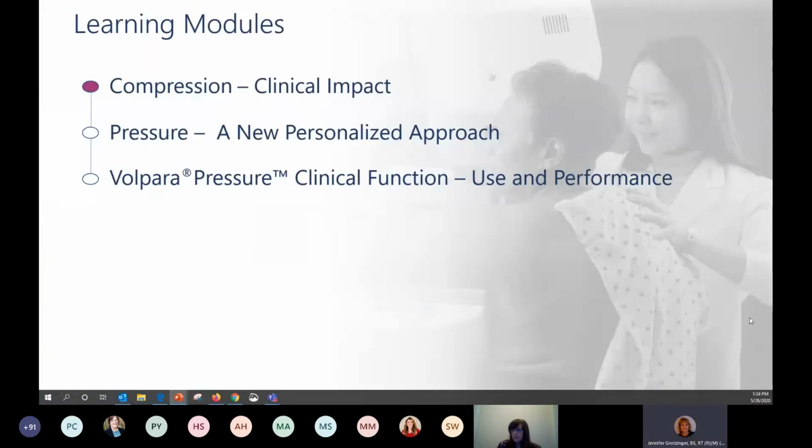We're going to cover 3 areas today. We're going to talk about the clinical impact of compression. We're going to talk about a new personalized approach to compression pressure. And we're going to talk about the use and performance of VolparaPressure clinical function.